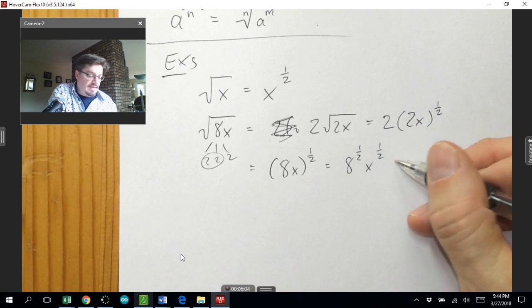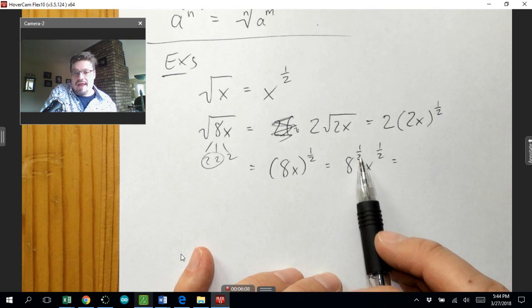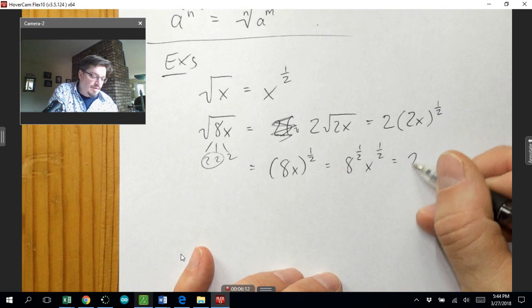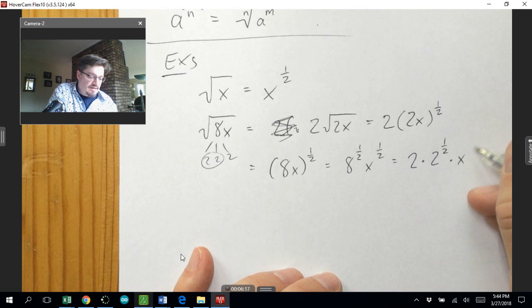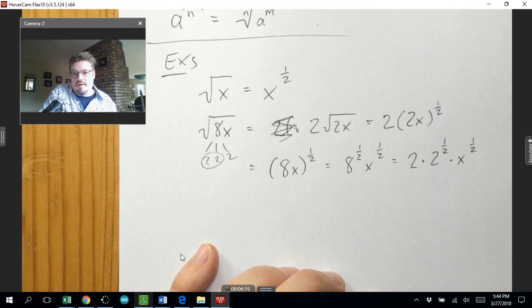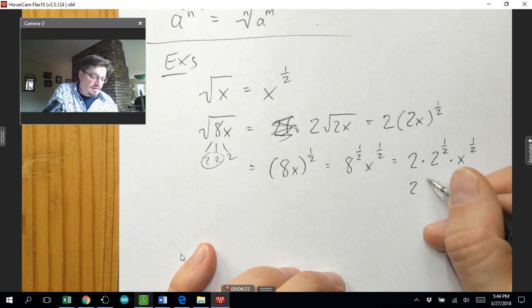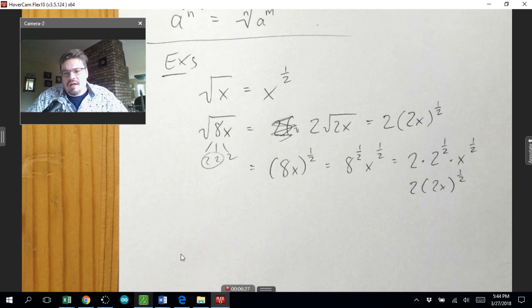Again, I can take out 8 to the 1/2. There are a pair of factors there, and namely it was 2. So that would have been 2 times 2 to the 1/2 times x to the 1/2. All right, so since they share the same exponent here, I can do this. All right, same way. So all roads lead to Rome, essentially, for that. Okay? All right, so let's just keep going.